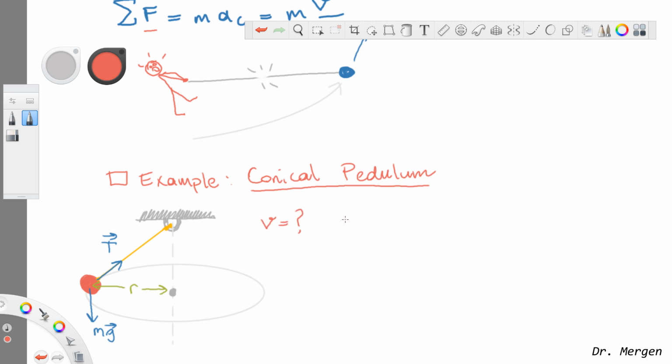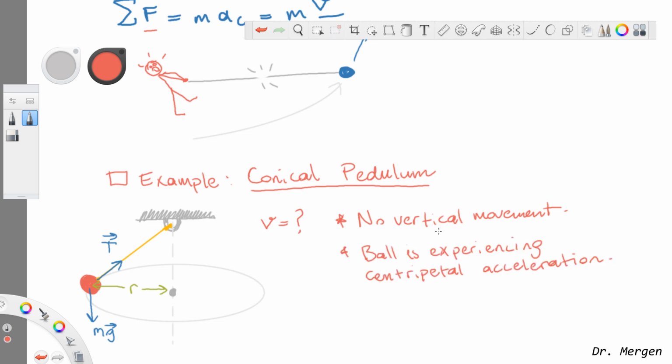When we investigate the problem, we see that there is no motion in the vertical direction. And perpendicular to the velocity vector, there is only a centripetal acceleration. So the ball is experiencing centripetal acceleration. What about the direction parallel to the velocity vector? There are no force components parallel to the velocity vector.